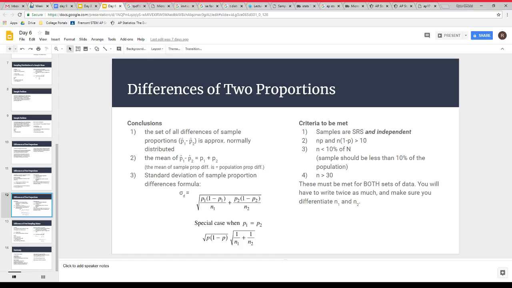So draw graph to check normality. And if you're not given data, then population must be normal. And so these, my handwriting is atrocious. Does anybody want me to read those again?